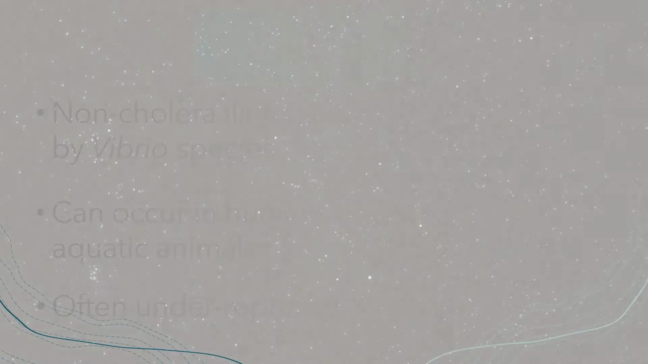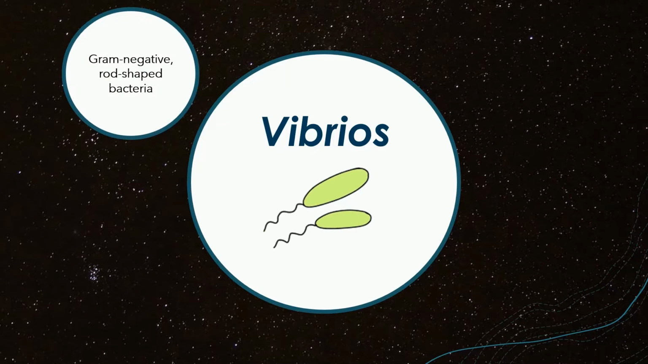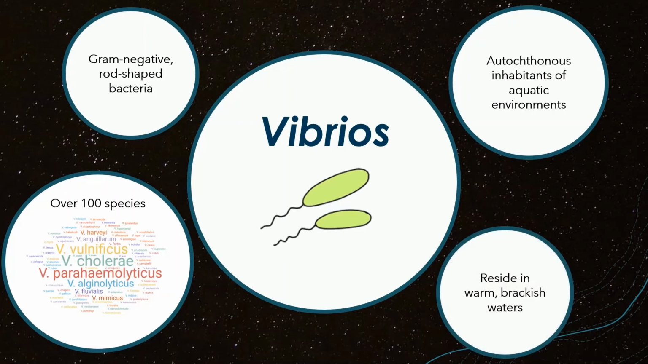Let's have a look at the star of the show today, the Vibrios. They are gram-negative, rod-shaped bacteria, and there are over 100 species of Vibrios that exist in our ecosystem. They are autochthonous inhabitants of aquatic environments, and they prefer to reside in warm, brackish waters. For this presentation, we will be focusing on Vibrio parahaemolyticus, Vibrio vulnificus, and non-O1/O139 Vibrio cholerae, as these are the most common pathogens for Vibriosis in humans.